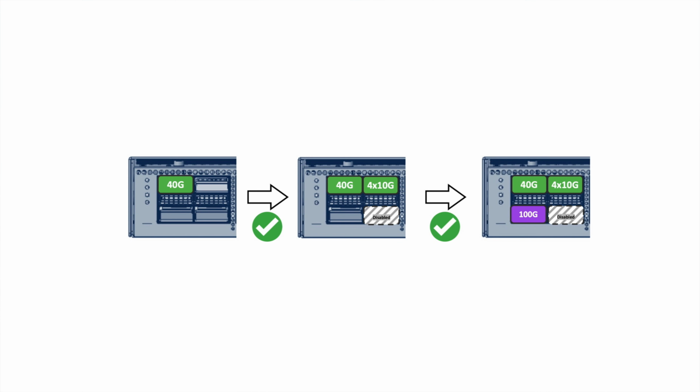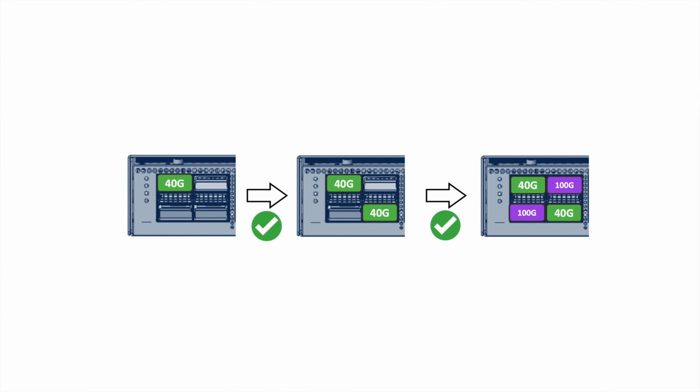For example, 40 gig is present in port 0, I configure 4x10 in port 2, that disables port 3, and I insert 100 gig in port 1, all this is supported. Likewise, I can mix and match 40 gig and 100 gig optics in a block with no limitation.